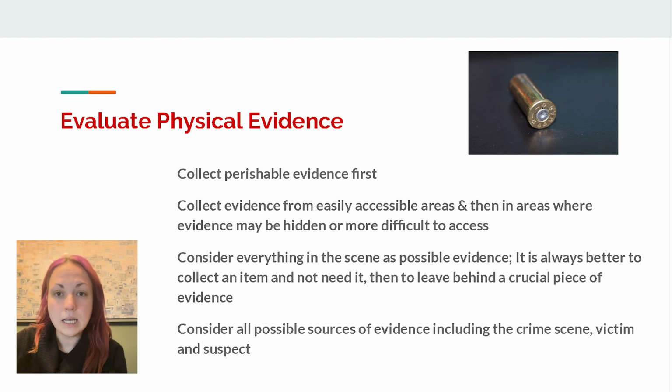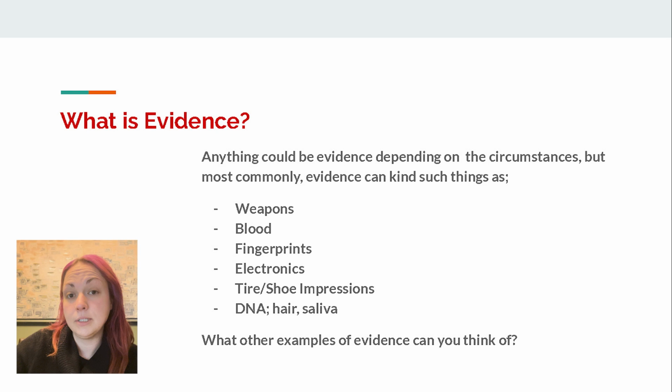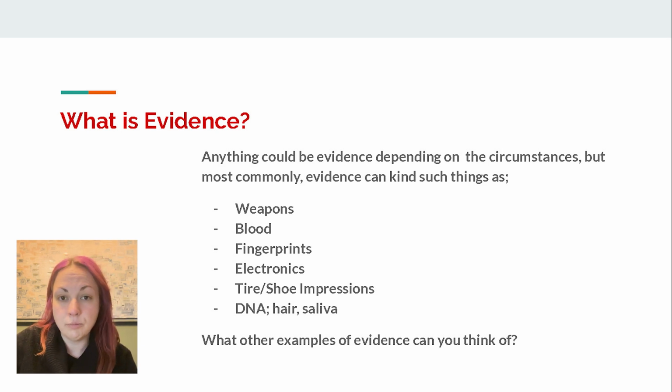So we've been discussing evidence, but what is evidence? Depending on the circumstances and the type of scene that you're working, this can be a wide variety of items, but the most commonly are weapons, blood, fingerprints, personal electronic devices, other DNA like hair and saliva samples, as well as tire or shoe impressions.